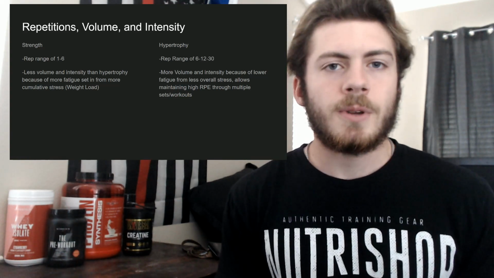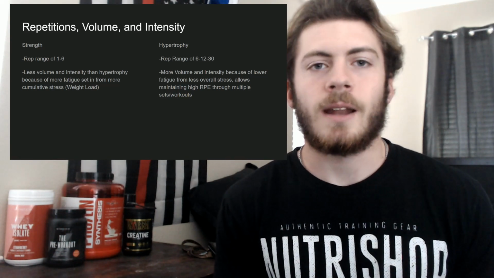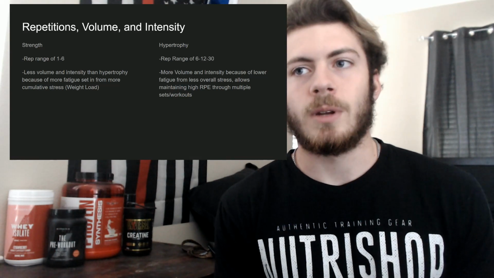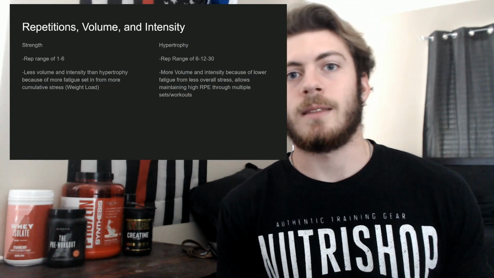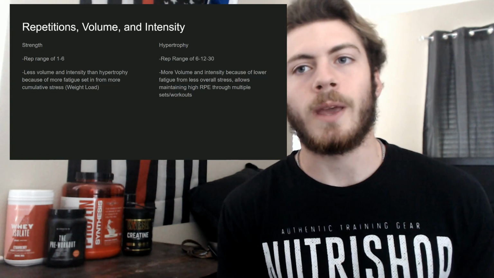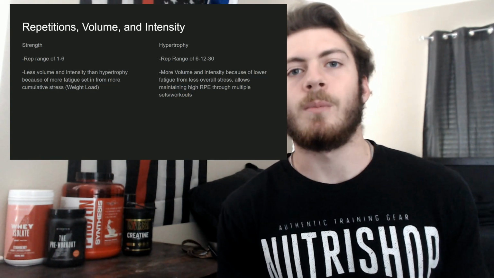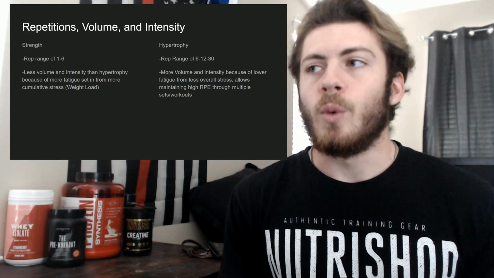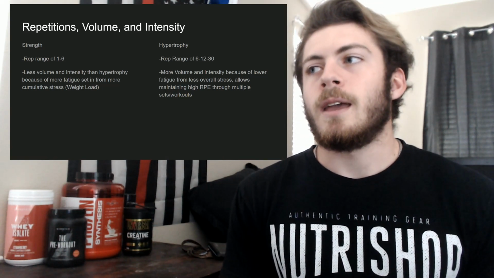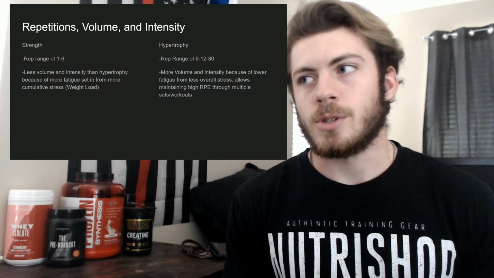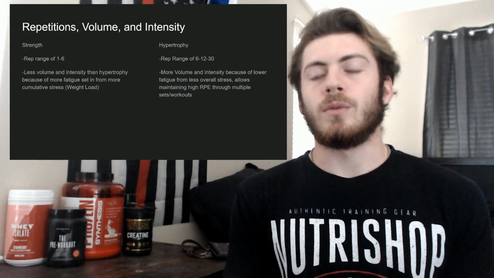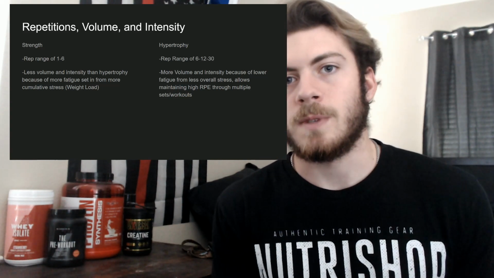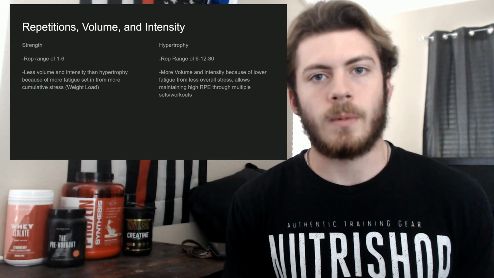So in strength training, there is less volume and intensity than hypertrophy because of more fatigue set in from more cumulative stress, and that is weight load, not workload, because it's obviously strength. You're going to be lifting more weight. And in hypertrophy, you're able to have more volume and intensity, and because of lower fatigue from less overall stress, it allows maintaining high RPE through multiple sets and workouts, which is obviously really good. You don't have as much fatigue. You can train harder more often.